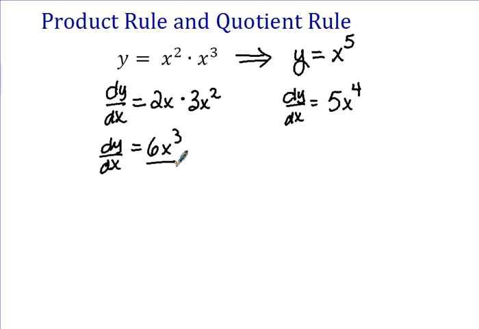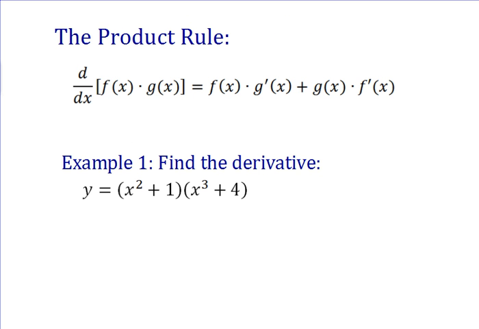And so this is a great example to show us that just taking the derivative of each of two things that are being multiplied together does not work to get the derivative. We have to use what is called the product rule. And the product rule looks like this.